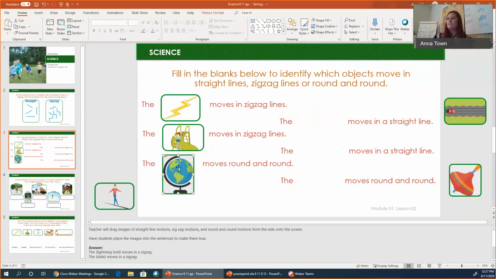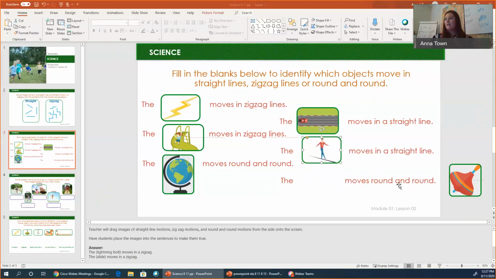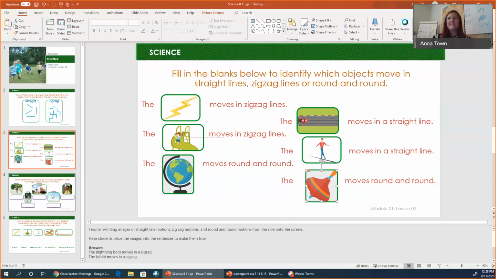Okay, let's find the other object that moves round, or actually, let's go to straight. What's an object that moves straight here? Is it the top? Is it the race car? Or is it the balance beam? The race car track moves in a straight line. You can see how there are no curves. It's staying in one direction. Okay, let's go to the blank moves in a straight line. What is the other item on here that moves in a straight line? The balance beam. Good job. Okay, that means that our top is the other object that moves round and round.